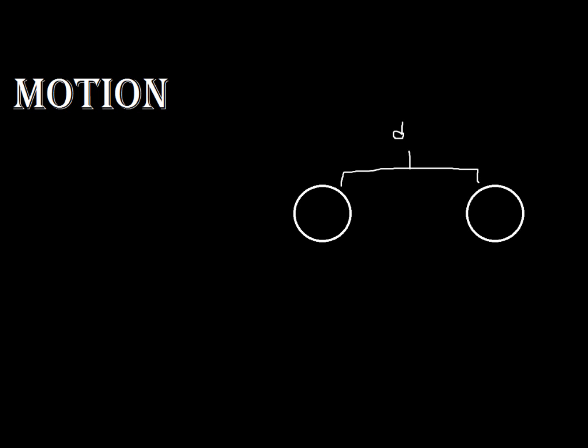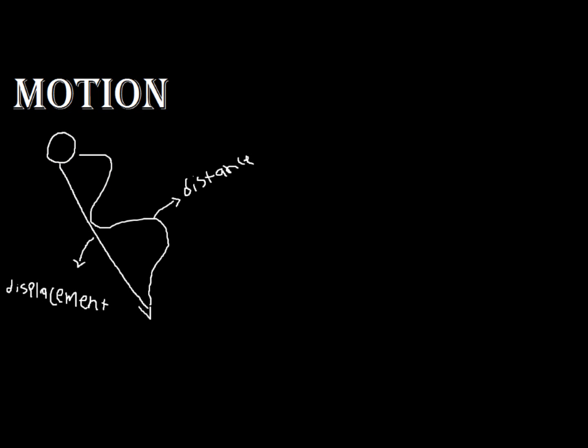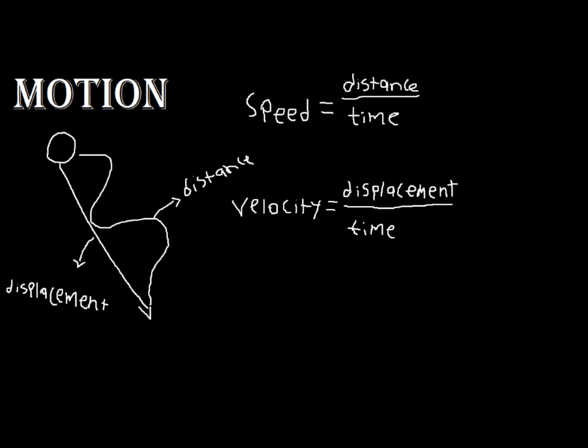Motion is defined as the action or process of moving or being moved. As motion occurs, position changes. The rate at which position changes is speed. The rate at which position changes, relative to the initial position, is velocity. The derivative of position is velocity, and the derivative of velocity is acceleration.